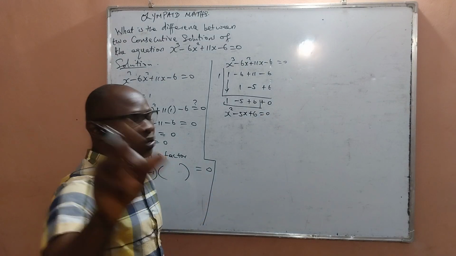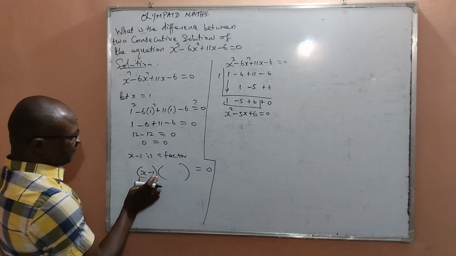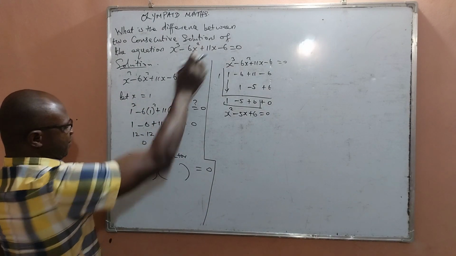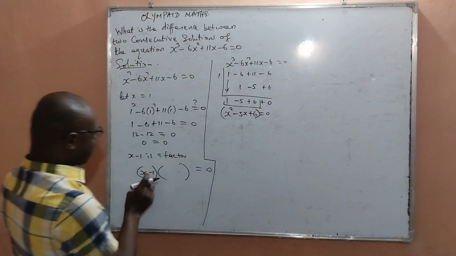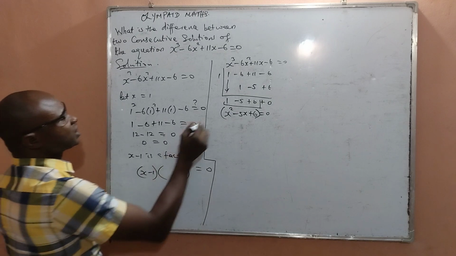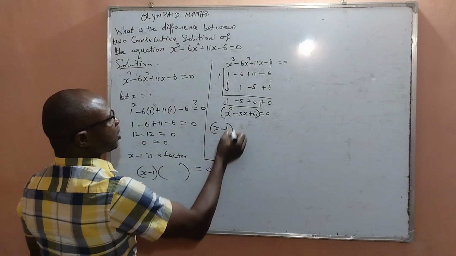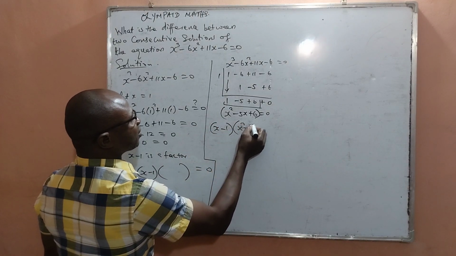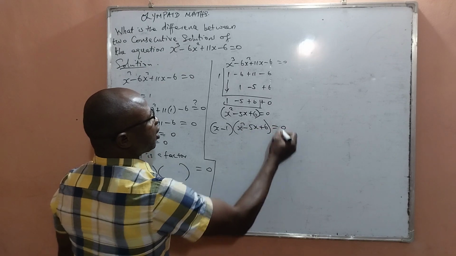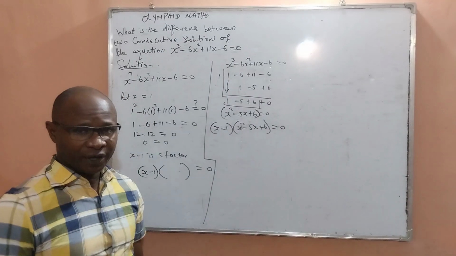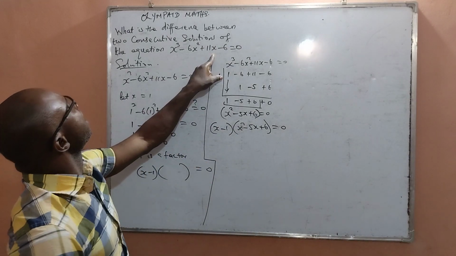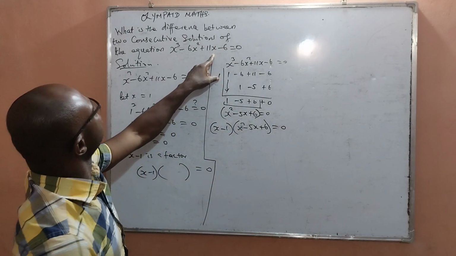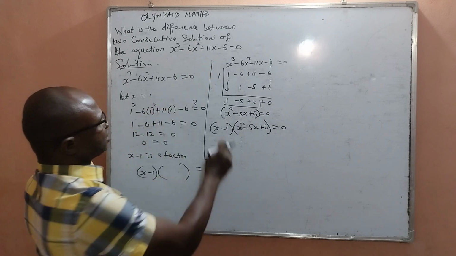Equal to 0. So what does it mean? I have gotten the first factor of the polynomial, which is x minus 1, and I have gotten the second factor. I can now join the two factors together to have x minus 1 into x squared minus 5x plus 6, all equal to 0. You know, mathematics is life. So having factorized the polynomial function or equation, this is what I got.